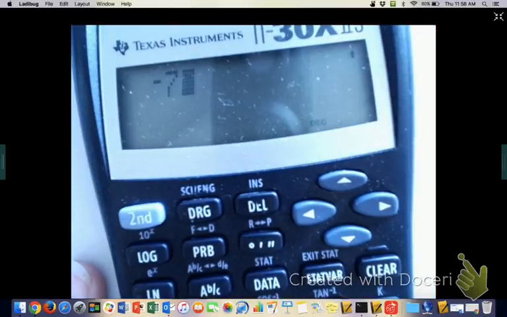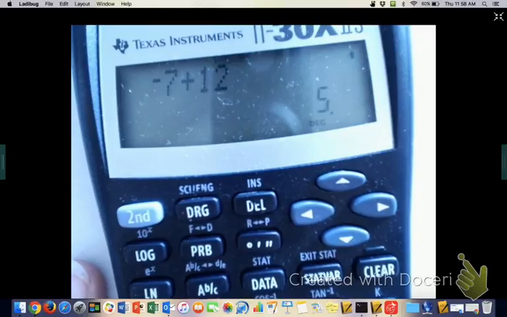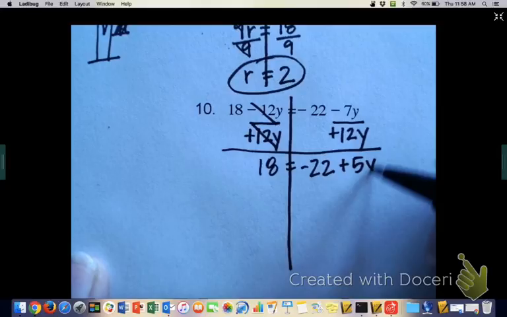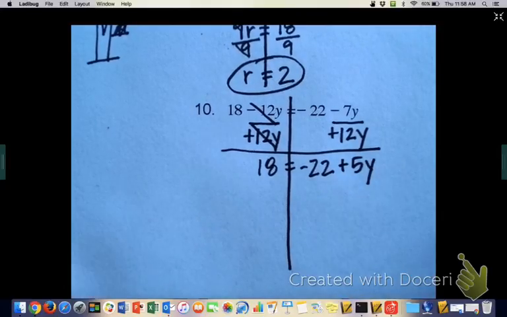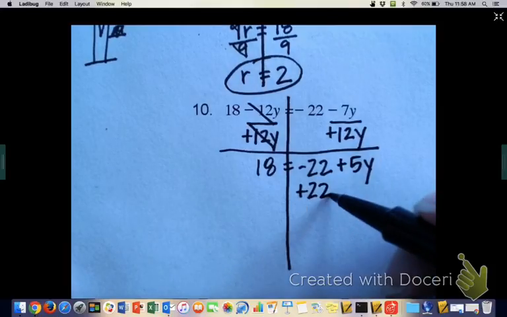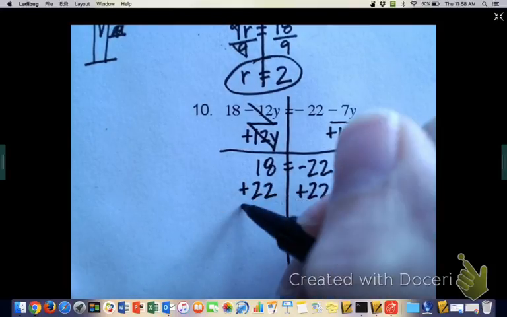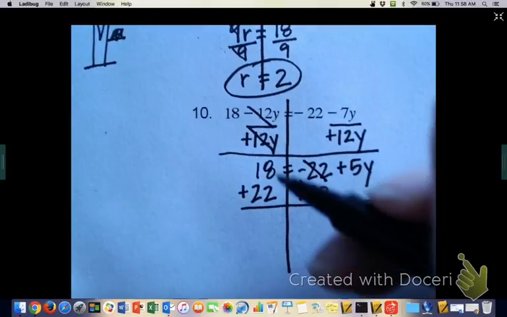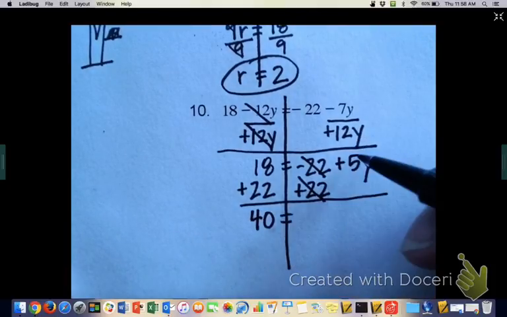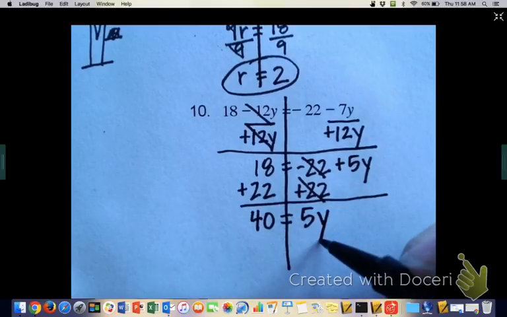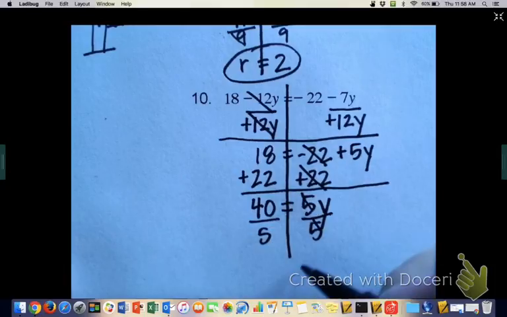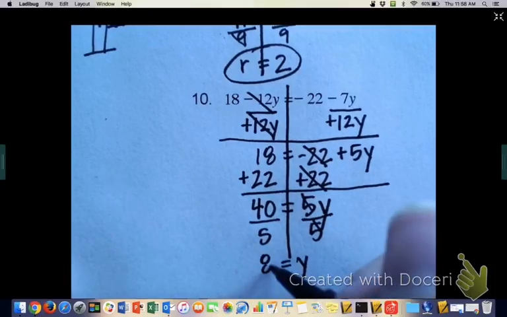Negative 7 plus 12 is 5. So positive 5, so plus 5y. Don't forget your variables. A lot of people forget to add the variable on there. All right, we need to get rid of this, so we're going to add 22 because it's negative. You do the opposite. 18 plus 22 is 40. Bring down your 5y. Last step is divide by 5. All right, y equals 8. Good work.